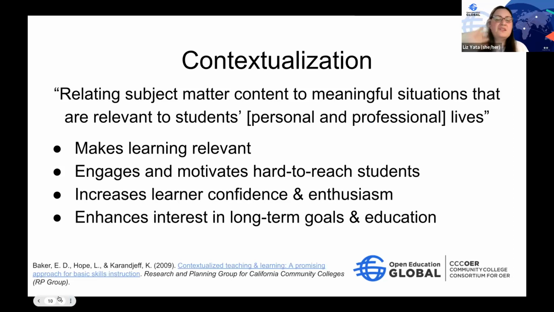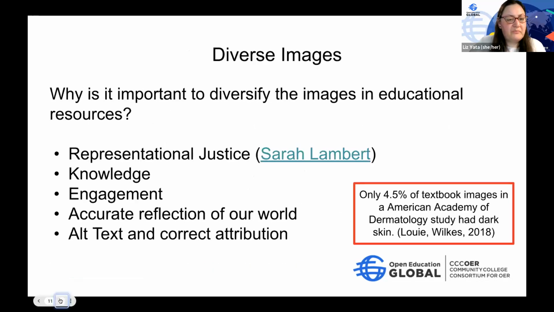Anna. So what I'm going to talk about is making learning relevant, contextualization. So that's relating this subject matter to your students' lives. And this has been shown to motivate students, increase their confidence, enthusiasm, and it makes them more interested in the subject long term. Next slide.